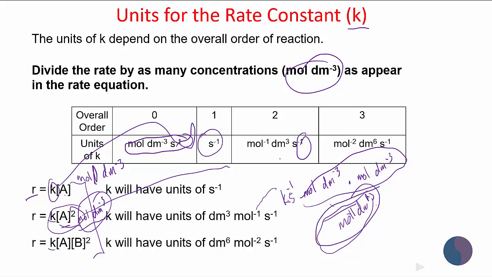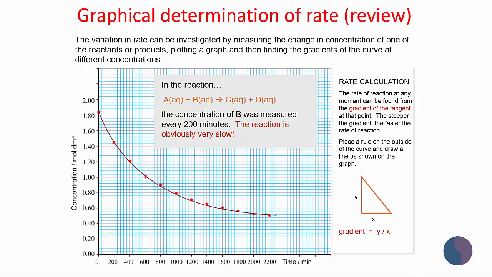Okay, so I don't know how much sense that makes to you, but basically K always has these weird units so that the final rate always equals moles per litre per second. Why do we keep dividing by moles per litre? Because we keep adding moles per litre when we add another concentration to it. Okay, so I hope that makes sense. If it doesn't, just do this: divide the rate by as many concentrations as appear in the rate equation. If you don't understand it, just do that.